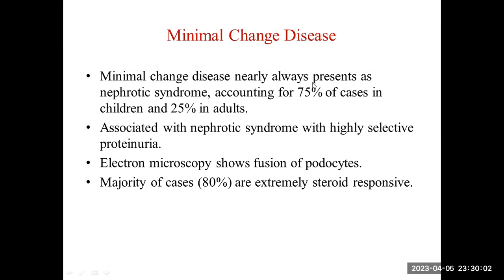In pediatric age, if you have a case of nephrotic syndrome, you will assume immediately that the case is minimal change disease, because this is the commonest cause of nephrotic syndrome in pediatrics overall. So you will give steroid immediately, even without doing renal biopsy. But in adults, always when you have nephrotic syndrome, you have to do renal biopsy first to know the exact type of glomerulonephritis, and after that, you can give steroids.